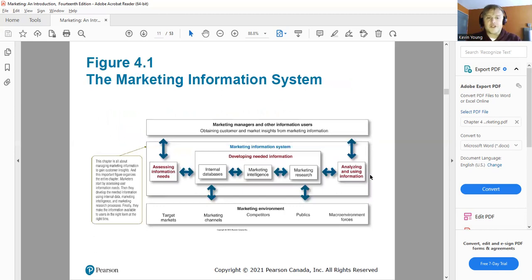The marketing information system, you can see the various arrows feeding in, assessing information needs, which feeds into the marketing managers and other information users, which feeds down into analyzing and using that information, feeding into the marketing information system with the three squares in the center: internal database, marketing intelligence, and marketing research. And then you can see how those feed up and down into the marketing environment.